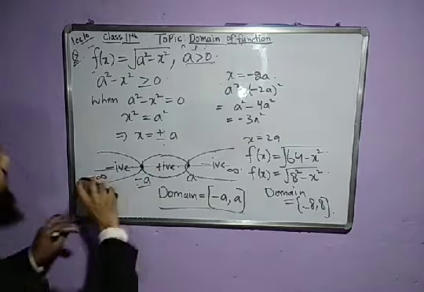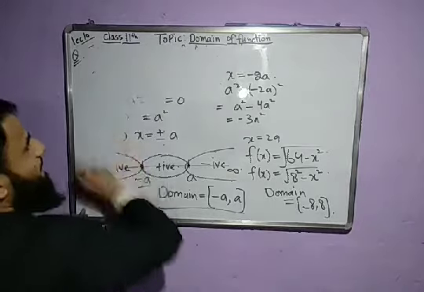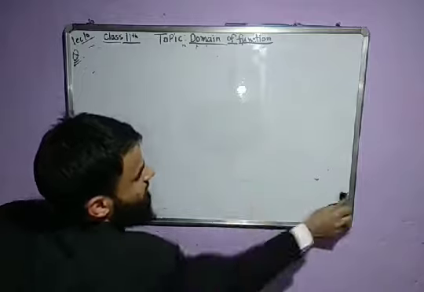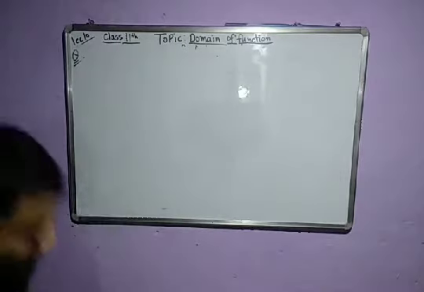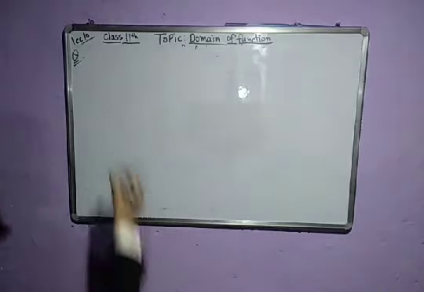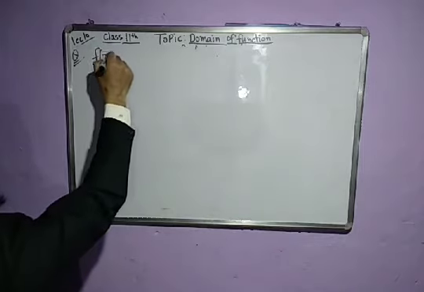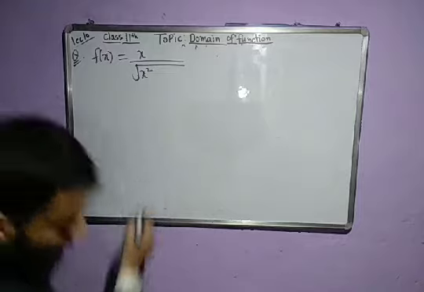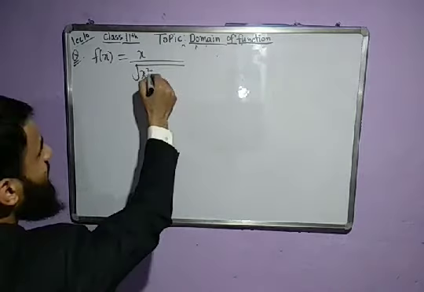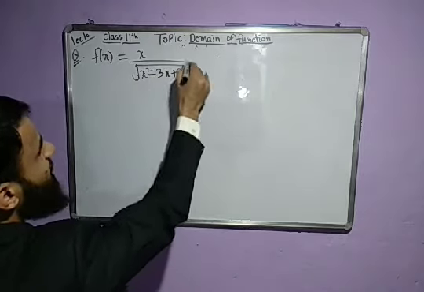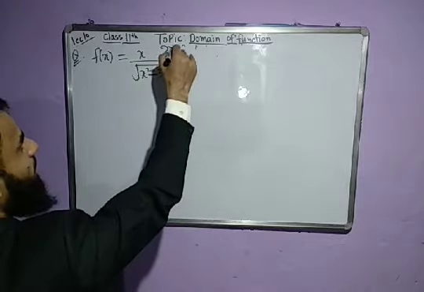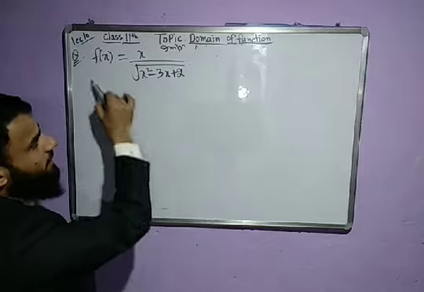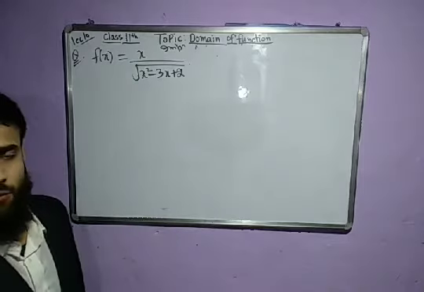Now, next question. The question is f of x is equal to x divided by under root of x square minus 3x plus 2. This is a very, very important question. Actually, the 2 rules are mingled in this one question.